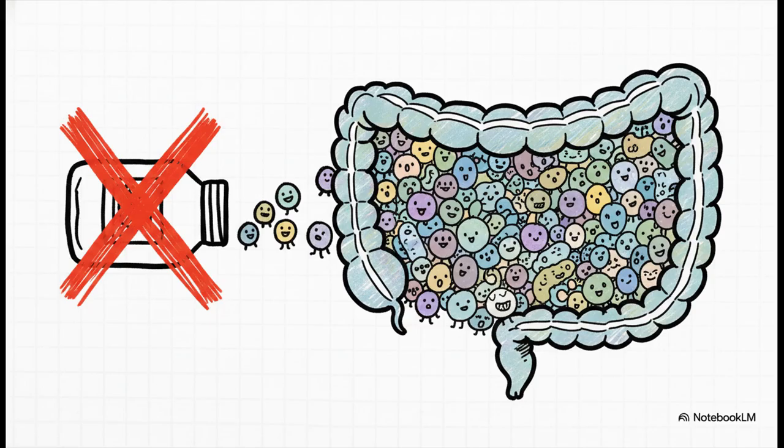Okay, this next one might feel a little counterintuitive, but it's so important. We hear all the time about how great probiotics are for gut health. But when you have active SIBO, taking probiotics can be like inviting even more guests to an already overcrowded party. It can actually make things worse, so it's usually best to hold off unless your doctor specifically tells you otherwise.